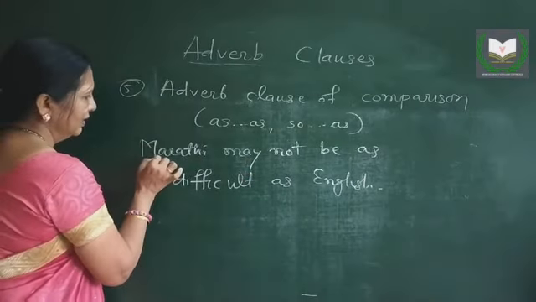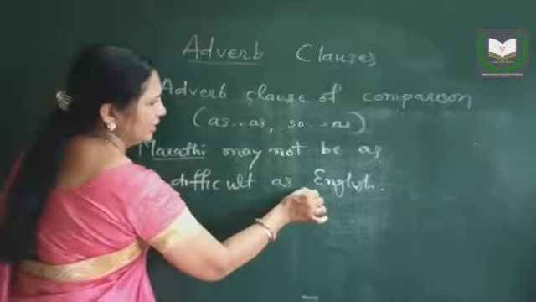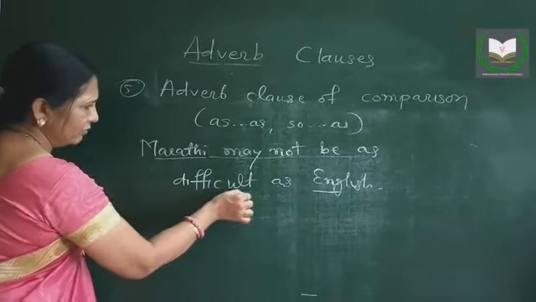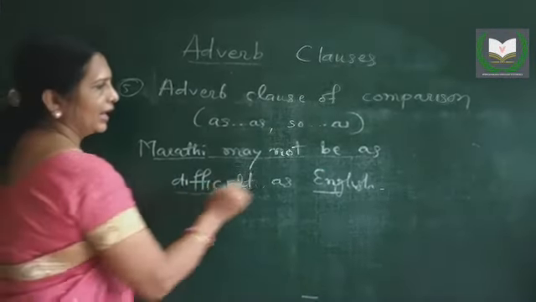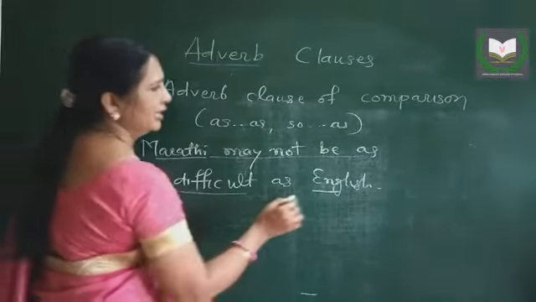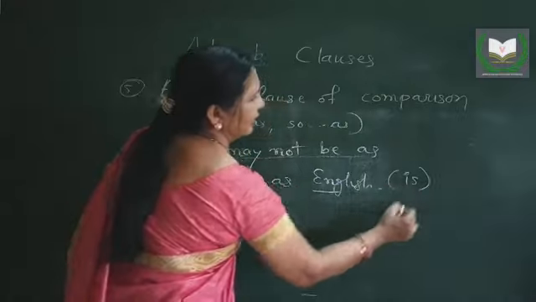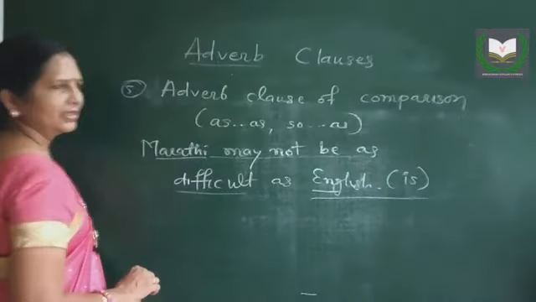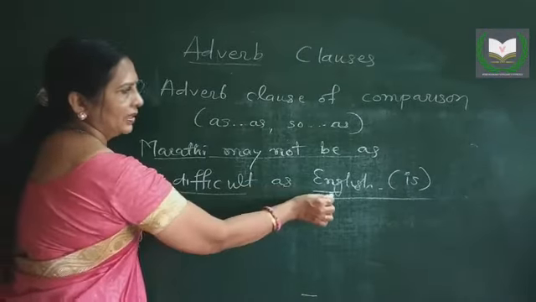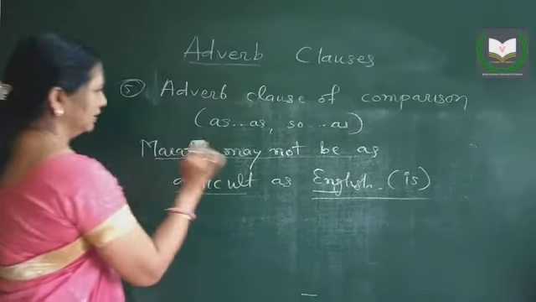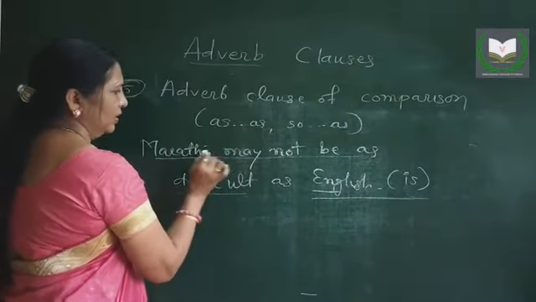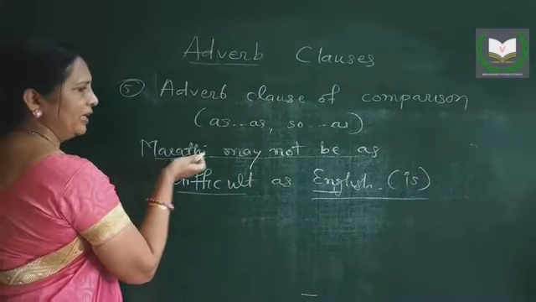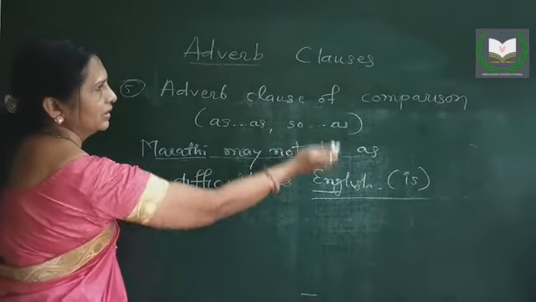So here two clauses. Marathi, we see comparison in between Marathi and English. So Marathi may not be as difficult, and as English, you see here, this is not written, but is understood. So this is another clause. Subject and the verb. Subject and the verb. So this is one clause and this is the second clause. This is the main clause. This is the adverb clause of comparison.